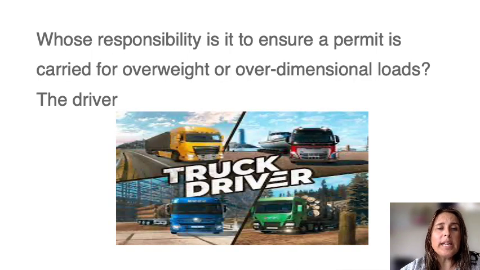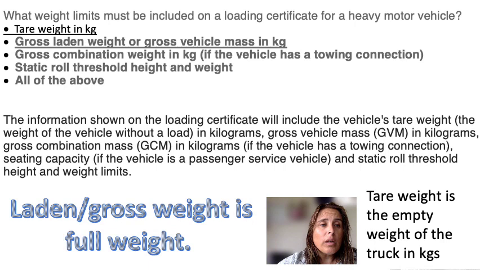Whose responsibility is it to ensure a permit is carried for overweight or over-dimensional loads? The driver. It's you. What weight limits must be included on the loading certificate for a heavy motor vehicle? Tare weight in kgs, gross laden weight or gross vehicle mass in kgs, gross combination weight in kgs. If the vehicle has a towing connection, static roll threshold, height and weight. So it's all of the above.